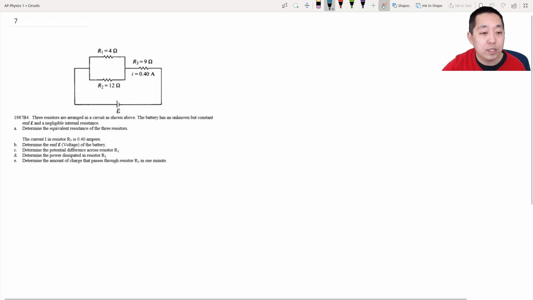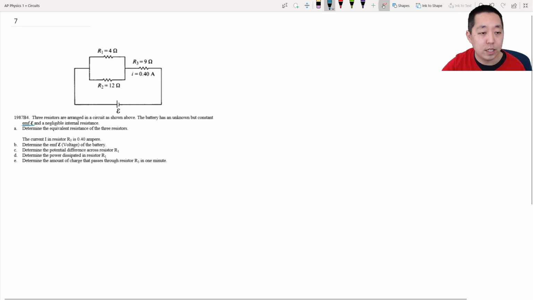So I have three resistors arranged in a circuit shown above. The battery has an unknown but constant voltage and negligible internal resistance. EMF is just a fancy word for voltage, if you guys haven't picked up on that. Negligible internal resistance means negligible is 0, no internal resistance. Determine the equivalent resistance of the three resistors.